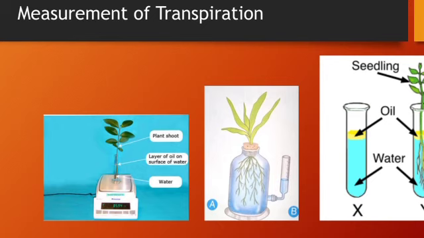So by using the twig for these types of experiments, we can show that there is releasing of water in the form of water vapor during the process of transpiration. And likewise we can measure the amount of water released in the atmosphere during this process. So in our next video, we'll be talking about another method regarding the measurement of transpiration.